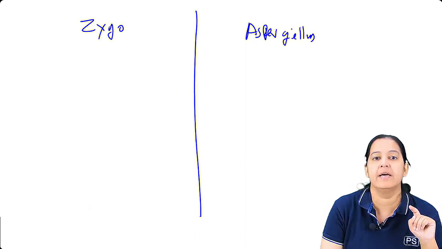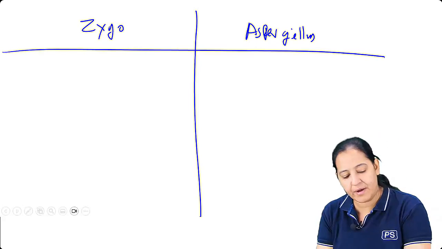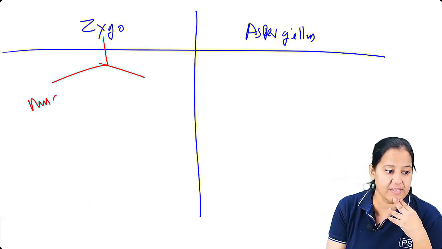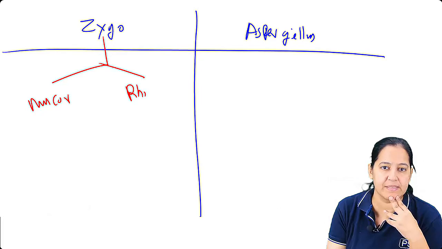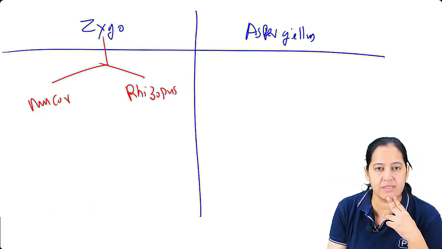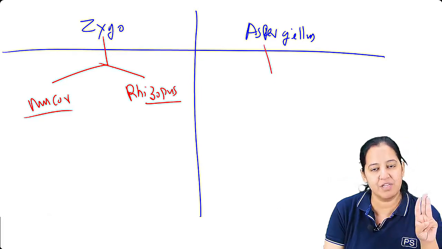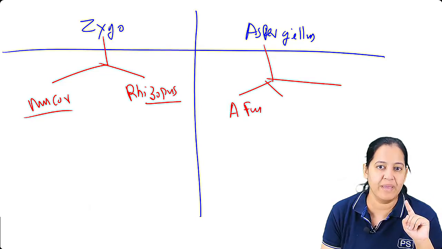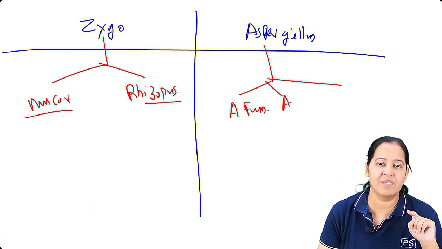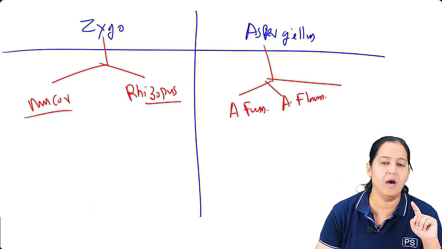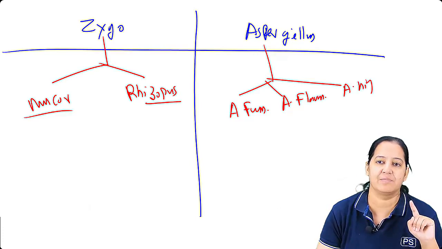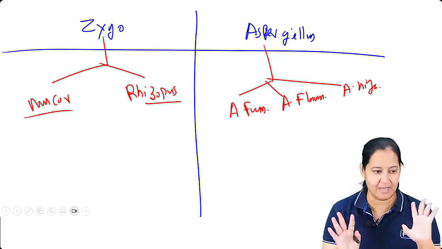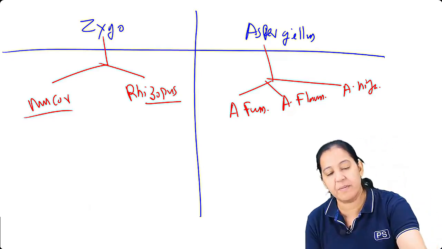So let me tell you the last two fungi. In Zygomycosis there are two: Mucor and Rhizopus. These two fungi come under Zygomycosis. In Aspergillus there are three types: Aspergillus fumigatus, Aspergillus flavus, and Aspergillus niger. So there are two types of zygo, three types of Aspergillus. The second thing, both of them are molds.